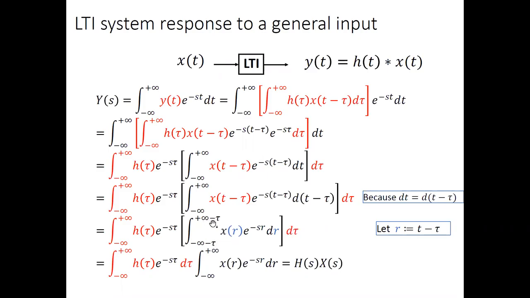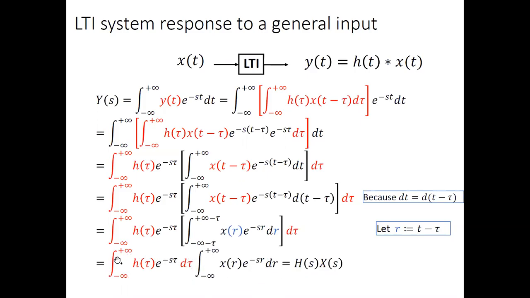But because it's minus infinity to plus infinity, the minus tau does not matter. It's still minus infinity to plus infinity. But this replacement enables us to completely split the inner and the outer integration, because now the inner integration is over r, and the result of the inner integration is only dependent on s. It no longer depends on tau. In other words, this replacement makes the inner integration independent of tau so that we can split it out. So we have two split integrations.